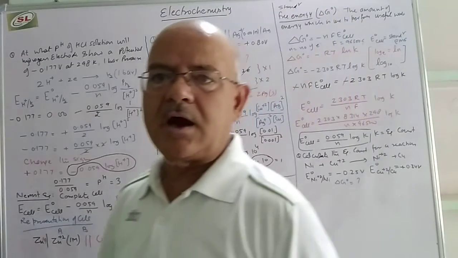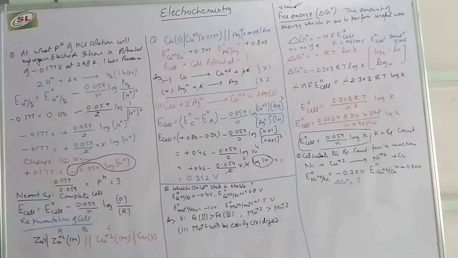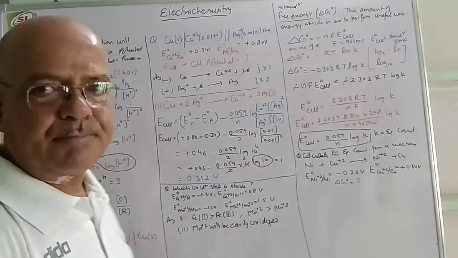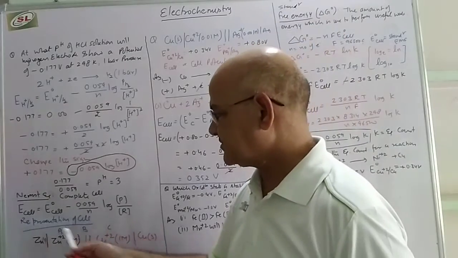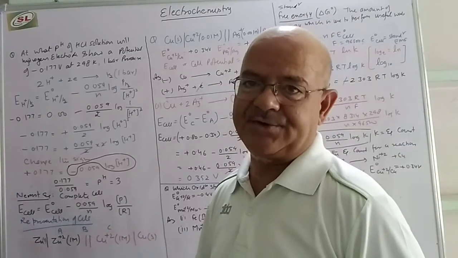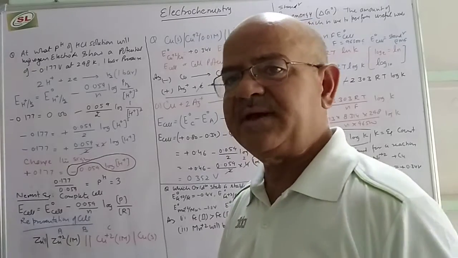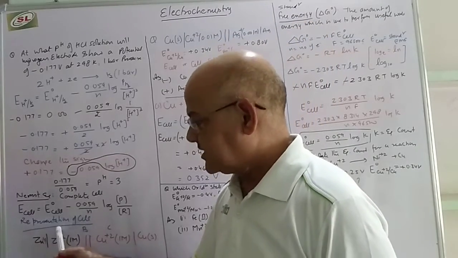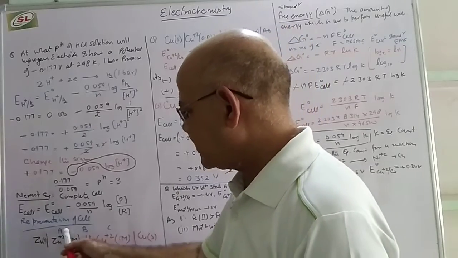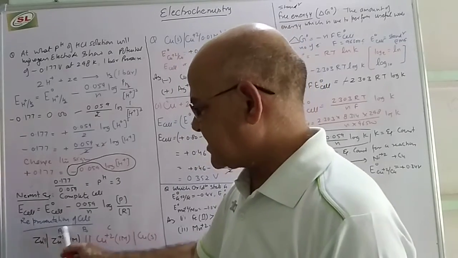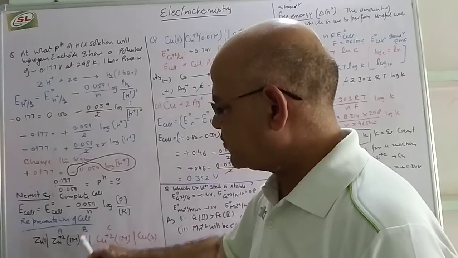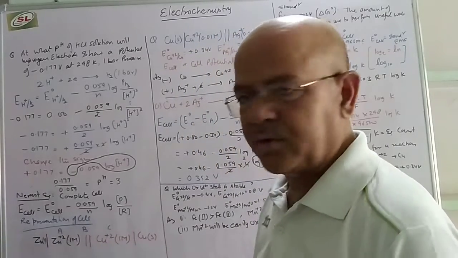For the complete cell, how can we write down the Nernst equation? The Nernst equation can be written as E cell is equal to E naught cell minus 0.059 upon n log P upon R, product upon reactant. How is a cell represented? How may the question come? The cell will always be represented in the form of ABC. A stands for anode, B stands for salt bridge, and C stands for cathode.